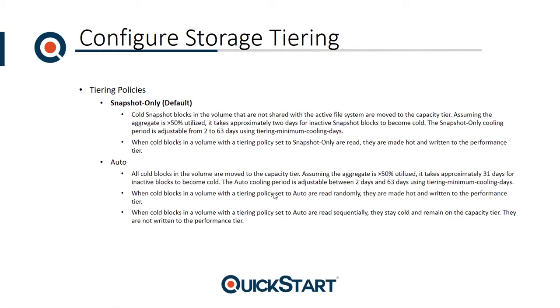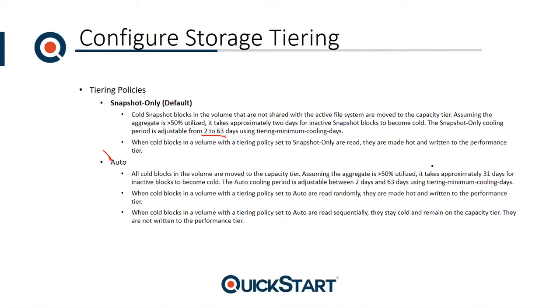I will have to wait the default of 31 days, or I can go adjust it, as you see here, in the range of 2 to 63 days. So the lowest it can be is 2 days for the data to be considered inactive. And then auto, the new option, again uses 31 days for the data to be considered cold before it actually moves. Again, I can change that range from 2 to 63.